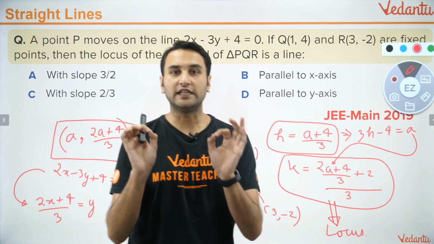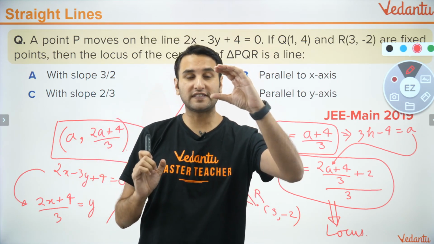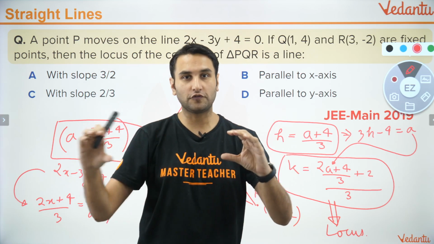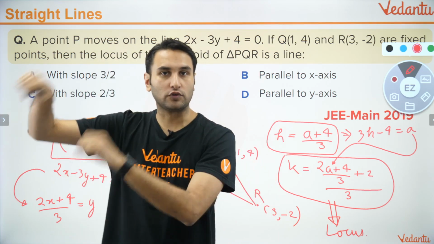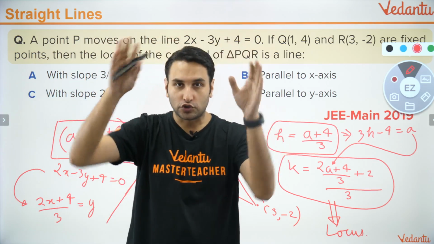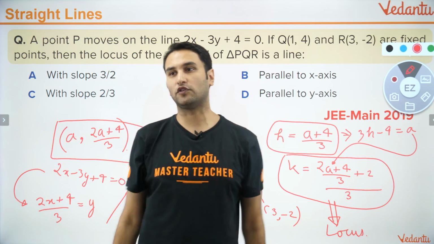Always remember, in locus problems, you will always get an equation of h, an equation of k in terms of some parameter. उस parameter को remove कर दो. Remove that parameter to join h and k in an equation, and that is the equation of locus.